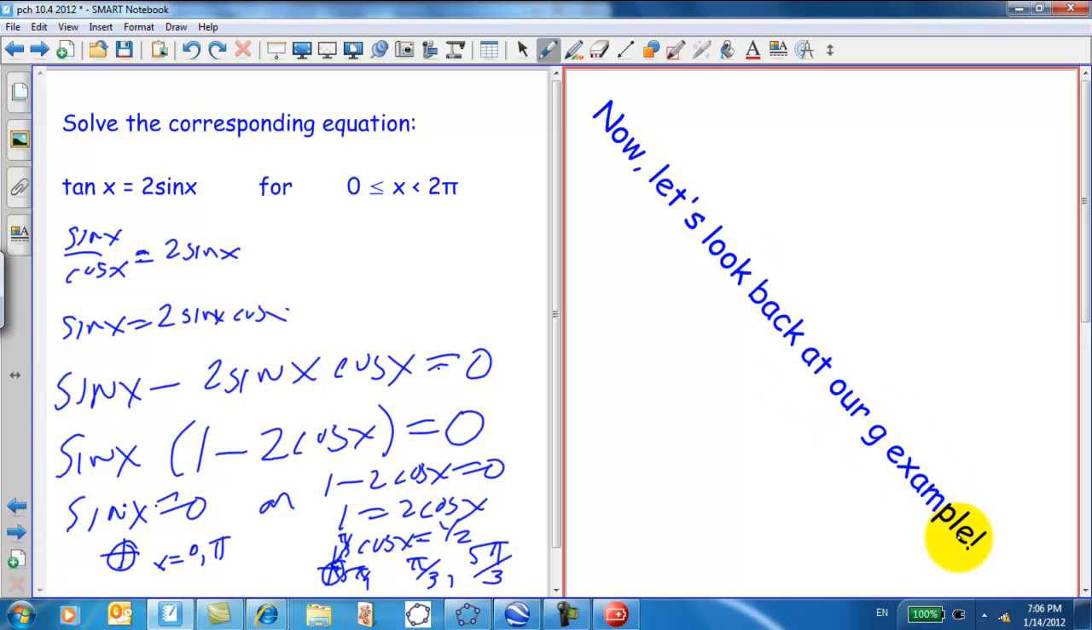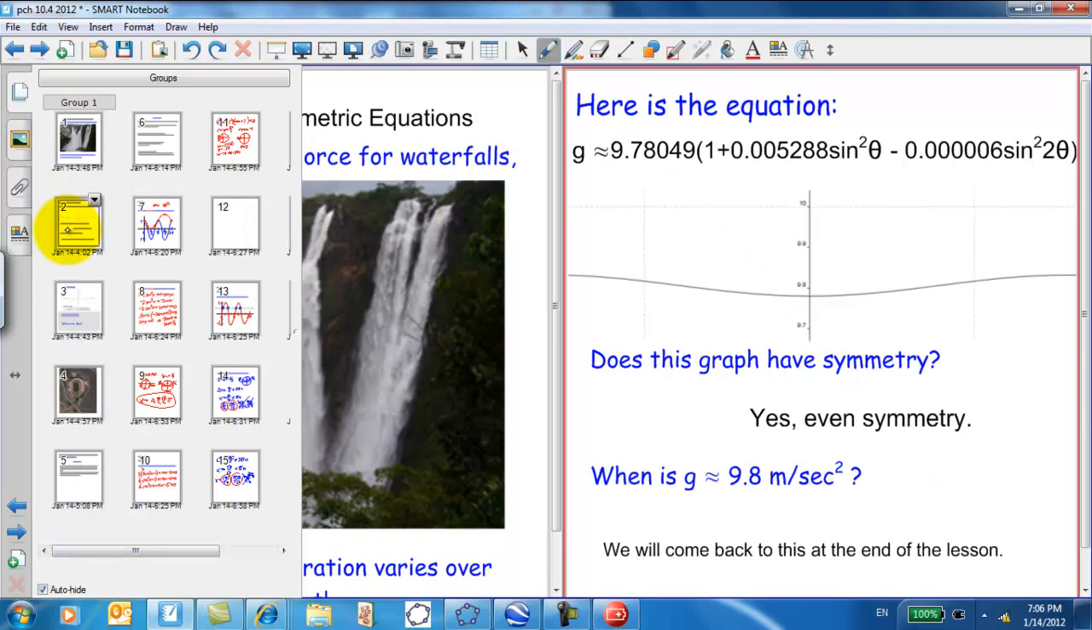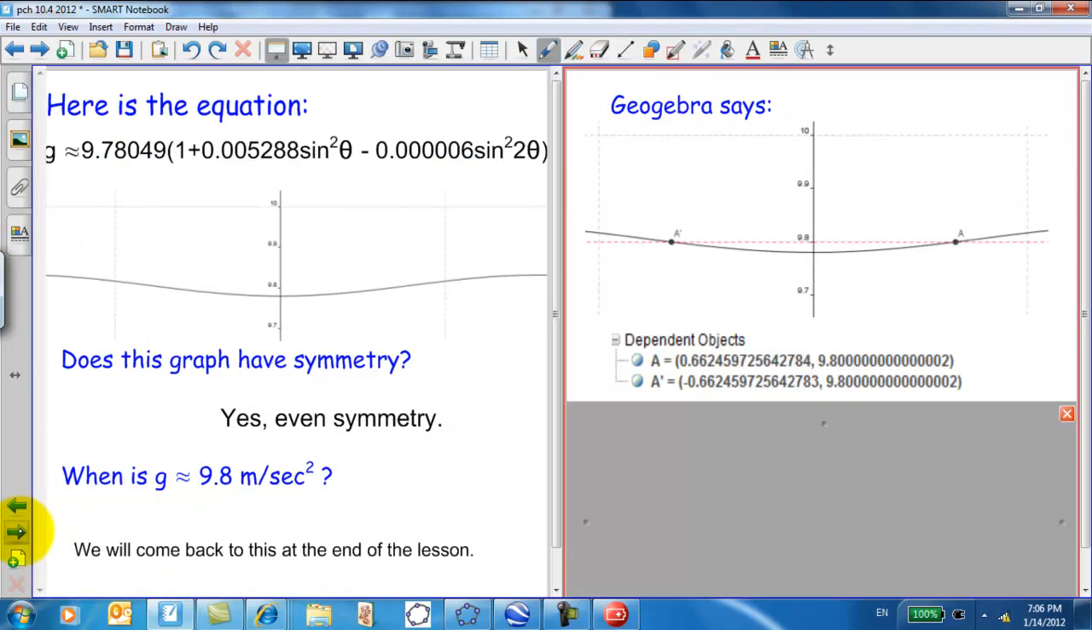Now let's look back at our G example from way back. So I'm going to go back to the very beginning. We were looking at this, as I recall. Yeah. Here's the equation. Has symmetry. This is for G. And I went ahead and put in GeoGebra, and sure enough, I focused on this area and I set it equal. I took one side of the equation, G equal to 9.8, and the other side of the equation, this in black here, is this original function, and the horizontal line crosses the function in 2 spots. I got these two.